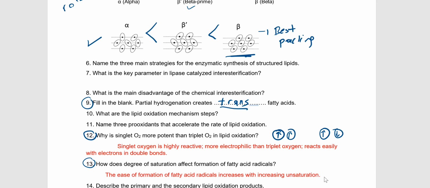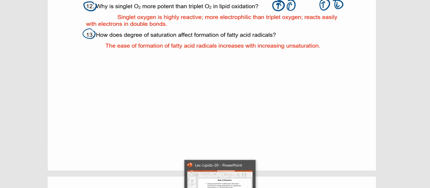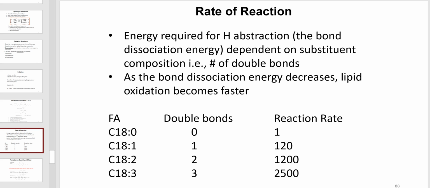So unsaturated fats oxidize easily. But why? Okay, I'm going to write here. So first remember that slide. So when we increase the double bond, reaction rate increases. Oxidation becomes faster. Also, there's another sentence here. As the bond dissociation energy decreases, lipid oxidation becomes faster. So what does that mean? Let's see that.